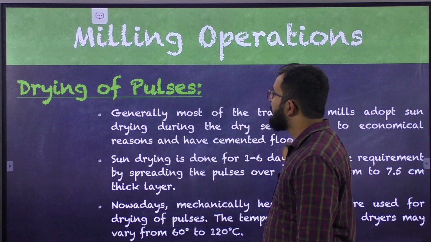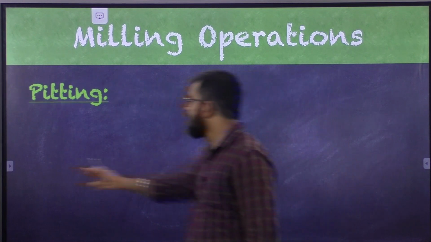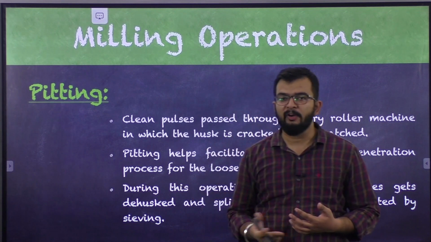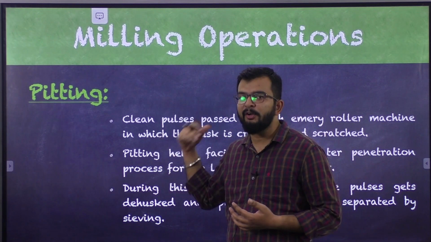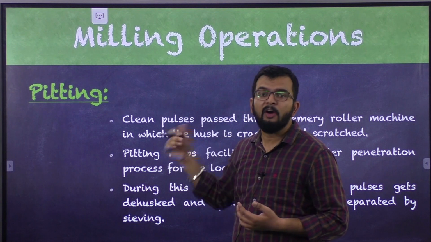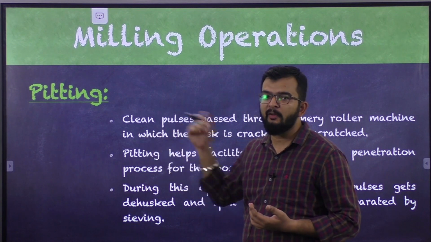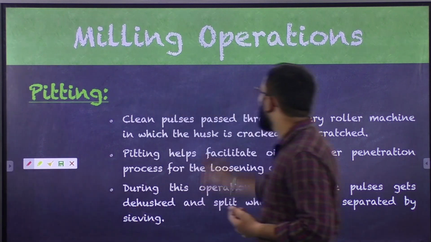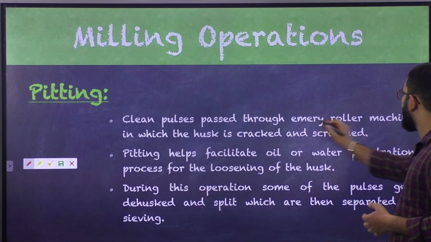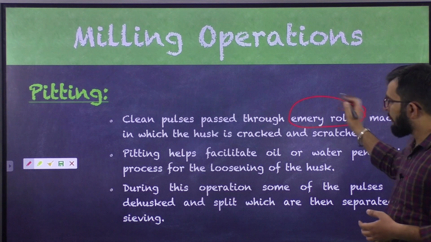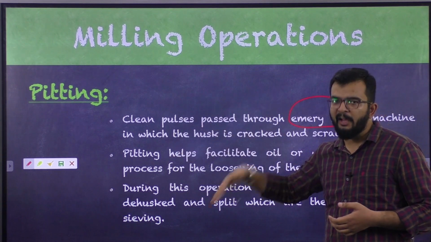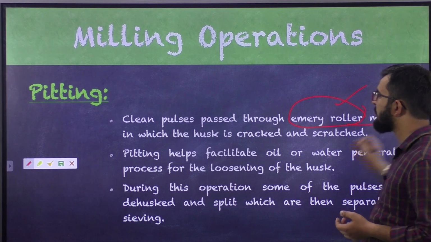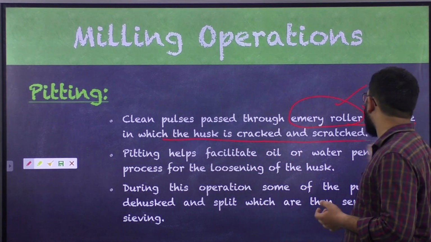Okay, so after drying, your next operation in pulse milling is pitting. See, this pitting may not be required in some types of milling. So later we will read about in which method of milling pitting is required and which it is not required. Okay, so what happens in pitting is clean pulses pass through emery rollers. So after cleaning and grading and then drying, these dried pulses are passed through emery roller machines in which the husk is cracked and scratched.